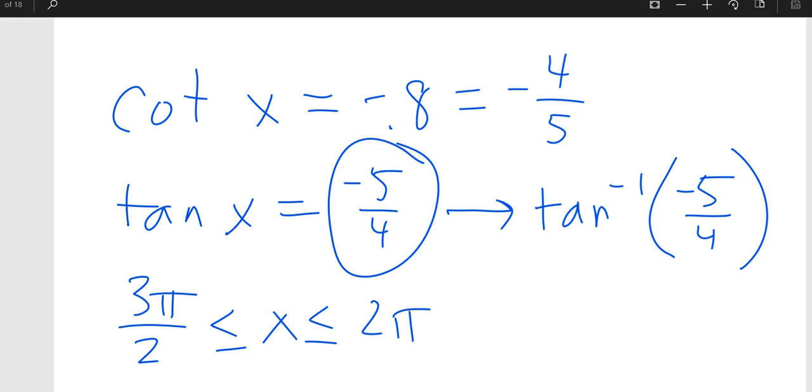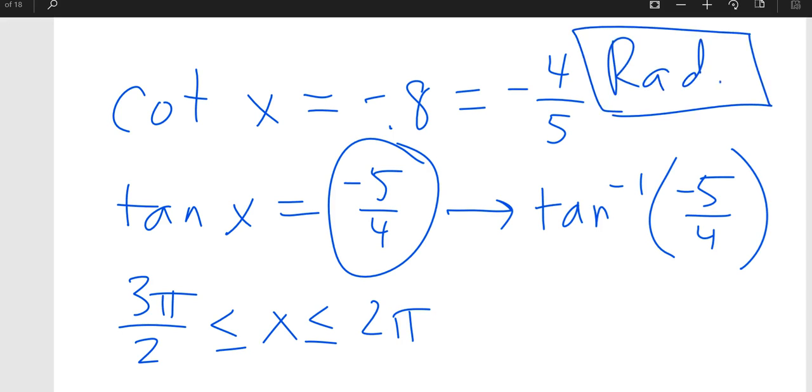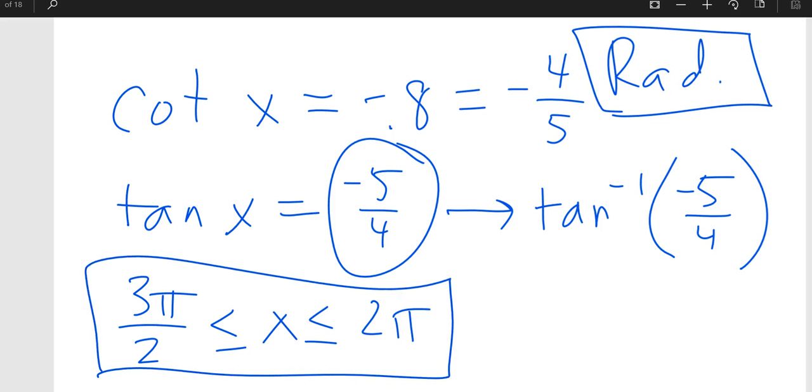So I reach down, I grab my calculator, I know I have to be in radian mode. And the reason I know I have to be in radian mode is because they told me my answer had to be in radians. So as long as my calculator is in radian mode, I'm not going to mess it up. Tangent inverse, -5/4. So did you get something like -0.896?